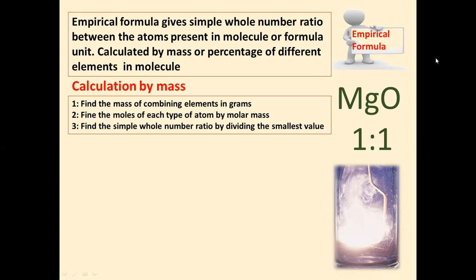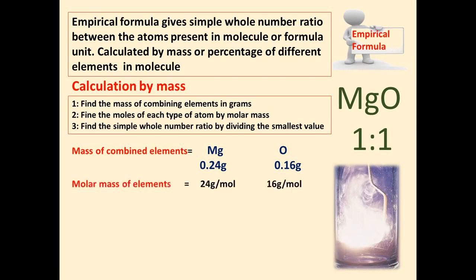For example, if we have magnesium oxide, magnesium reacts with oxygen and produces magnesium oxide, the white fume, and we can calculate its empirical formula. The mass of magnesium is 0.24 gram, while oxygen is 0.16 gram. The molar mass of magnesium is 24 gram per mole, while oxygen is 16 gram per mole. We get it from the periodic table.